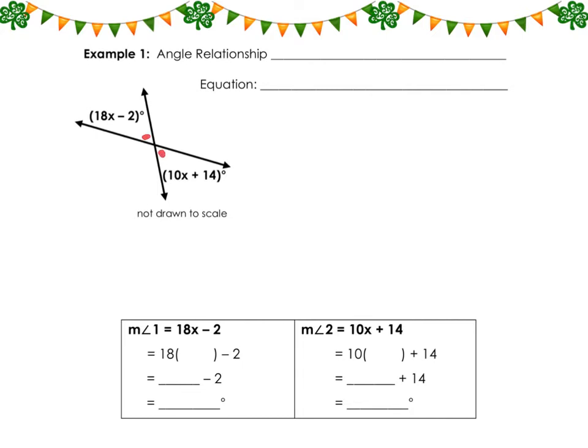All right, so here I have those two angles. They are across from each other, so therefore they are called vertical angles. And we know that vertical angles are equal. So my equation will be this angle right here, so this is the first angle, angle 1, and angle 2, they will be equal. So I have 18x minus 2 is equal to 10x plus 14.